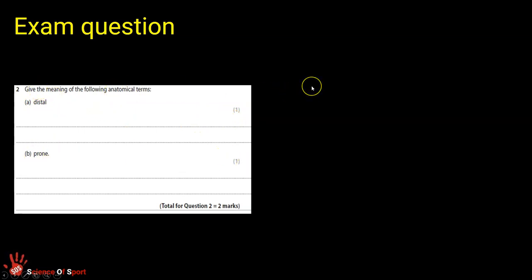It states there in terms of the question, give the meaning of the following anatomical terms. So you've got to know what these 2 things mean, and you've got to be able to define them or describe what they mean for a mark each. Hopefully, give yourself a go, pause the video, see if you could.